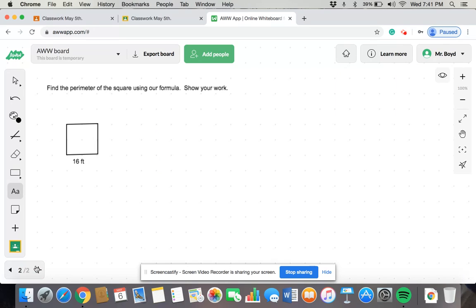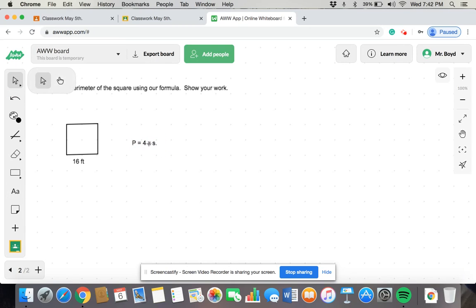Now, I'll go to another problem. This one is for a square, and we said that when we find the perimeter of a square using our formula, it is the perimeter equals 4 times s. So we will plug in our side 16 because we know all 4 sides are the same length.